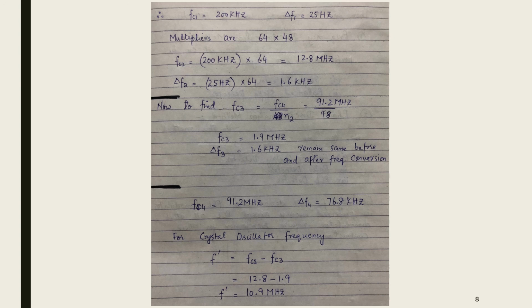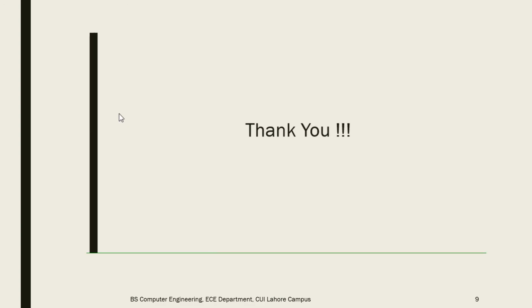So in this way, we started from FC1 and delta F1, and we reached FC4 and delta F4 by correctly selecting the multipliers, which are 64 and 48, and most importantly by selecting the crystal oscillator frequency. Okay, thank you, and this is all from the Armstrong method, which is the indirect method for FM generation.